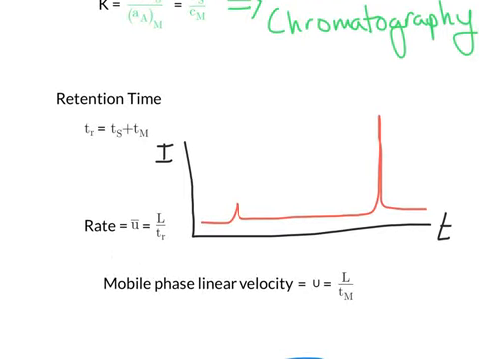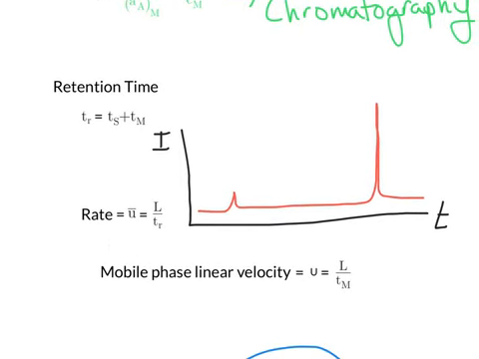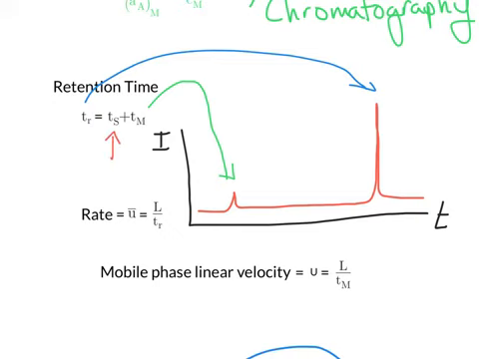Next, we looked at the retention time and saw that we can calculate this as the amount of time that the target analyte spends on the stationary phase plus the amount of time that it spends on the mobile phase. We saw that we could find the time that it spends in the mobile phase on a chromatogram and the retention time from a chromatogram, and then obviously we would be able to calculate the time that the analyte spends in the stationary phase.